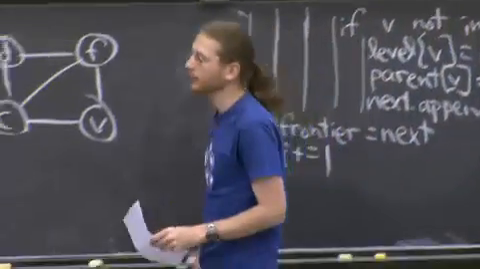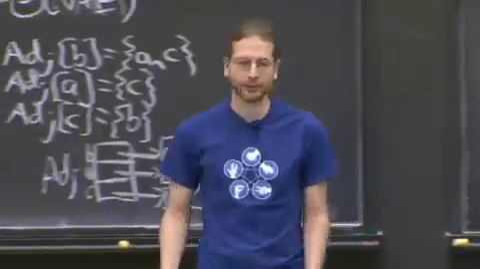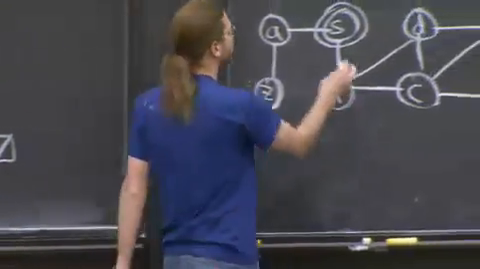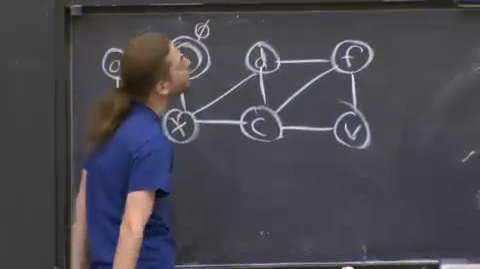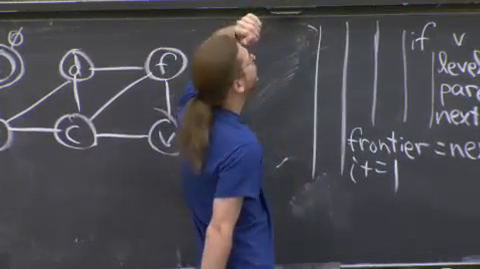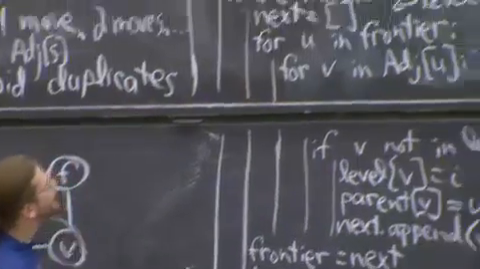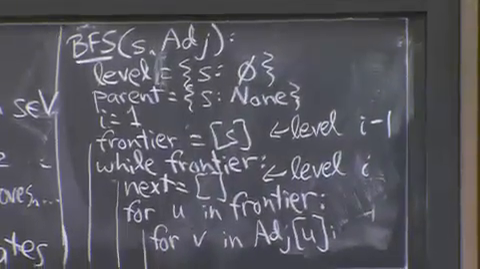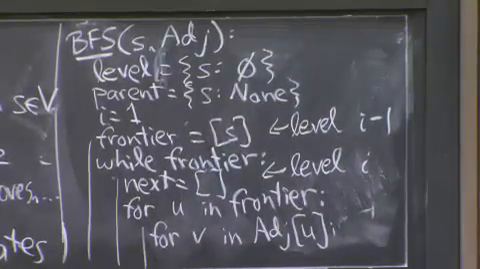Okay, so to get started, what we know is S. S is what you can reach in 0 moves. So we set the level of S to be 0. That's the first line of the code. There's this other thing called the parent. We'll worry about that later. It's optional. It gives us some other fun structure.